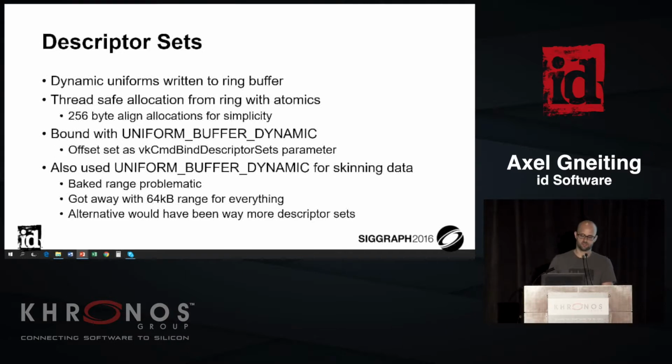We also had to use this for skinning data because we need to generate dynamic bones. And there the range was problematic because the range for the skinning varies wildly. So because the range is baked into the descriptor set, this would have exploded our hash table size. So we just hard-coded it to 64 kilobyte. This is in theory a violation of the spec in this case, but we're never actually reading outside of the buffer range, so we got away with it. The alternative would probably be to just dynamically create more descriptor sets.